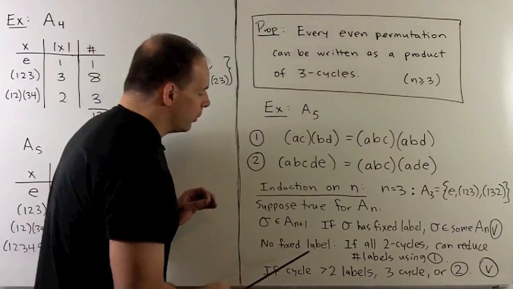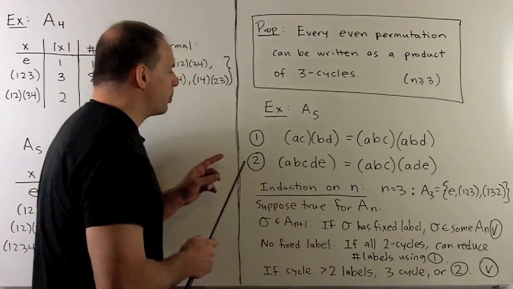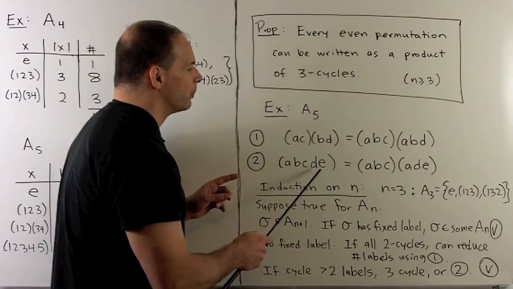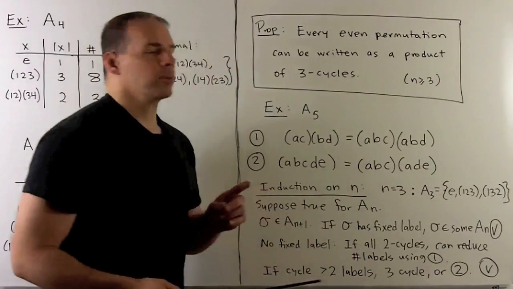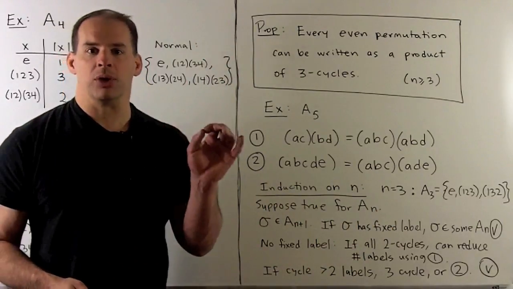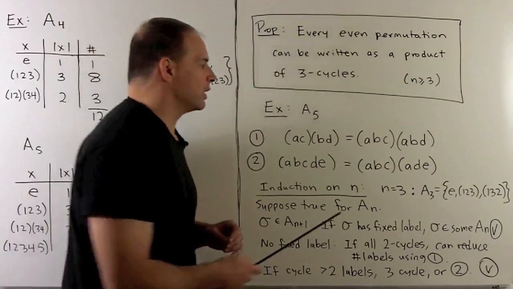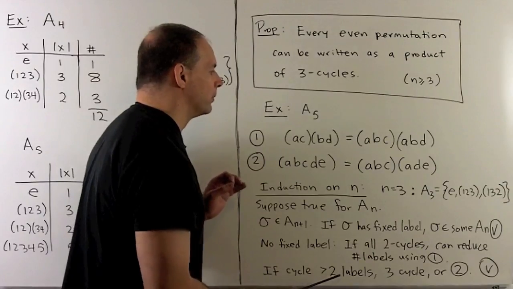If we have a cycle with length greater than 2, then we could use part 2 here. The idea is I could pull off the last 2 labels. We get a 3 cycle. We multiply by the inverse. What's left over has fewer labels. So we apply the induction hypothesis, and then we put our 3 cycle back in. So it'll be true in that case also.